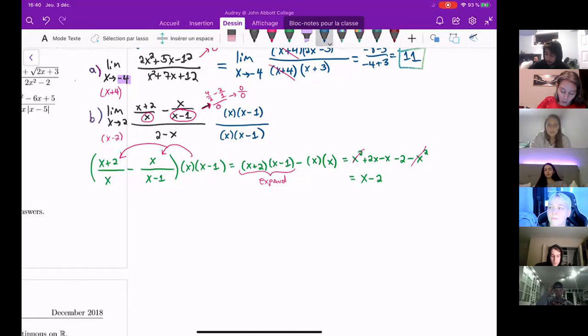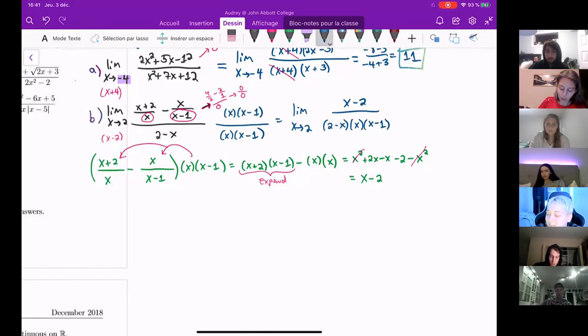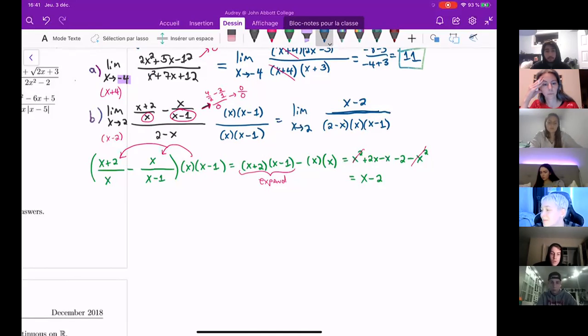So then I can go stick this back into my limit exactly as it is. My numerator became x minus 2. My denominator is 2 minus x times x minus 1. Okay, privately in the chat, tell me how am I going to get the x minus 2 in the denominator? We're so good at this.